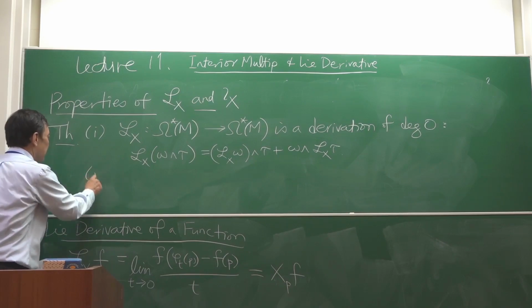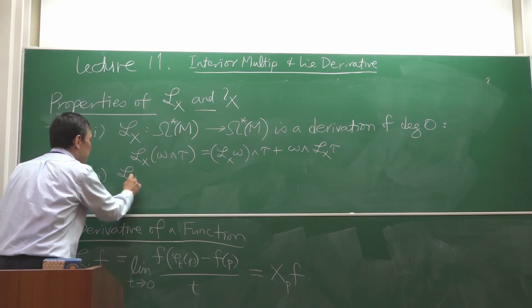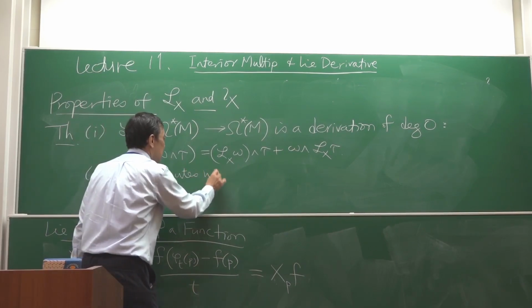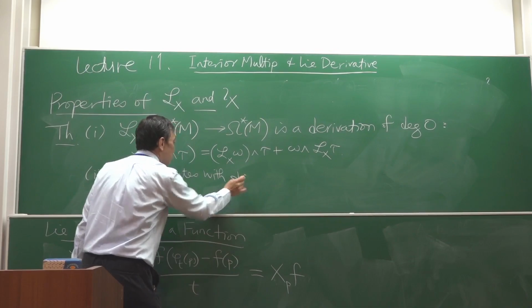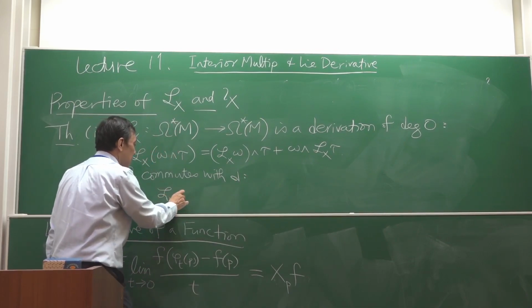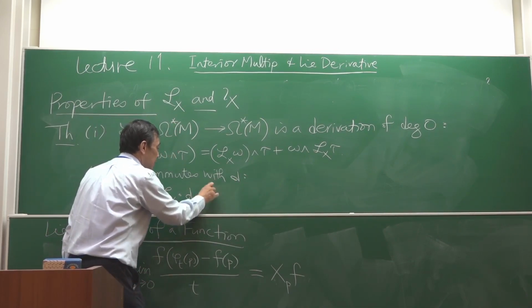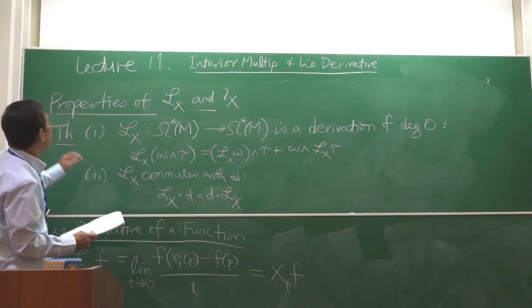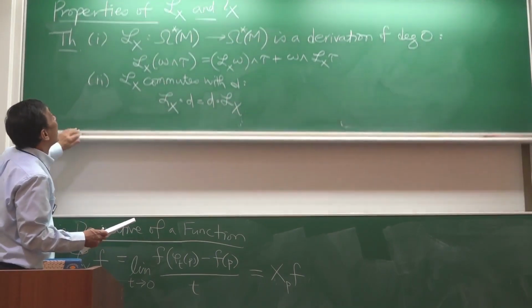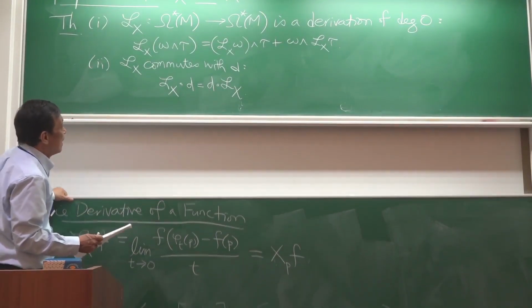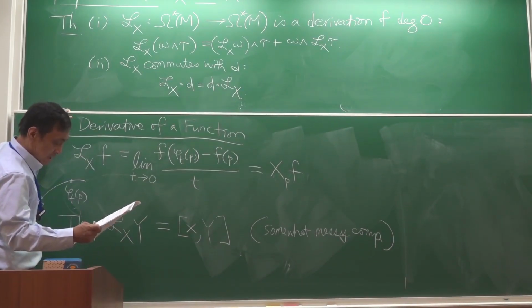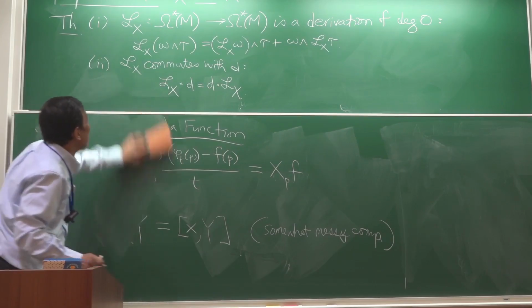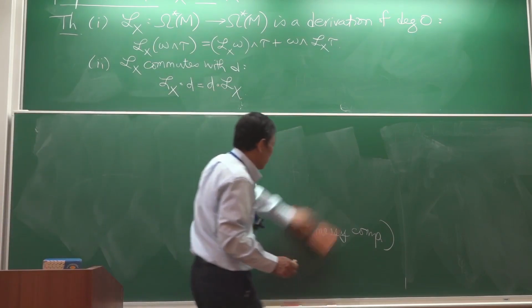It's a derivation, and then it commutes with D. So Lx followed by D is D followed by Lx. And the third property is a product formula.